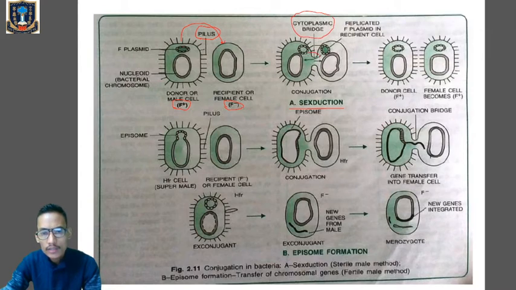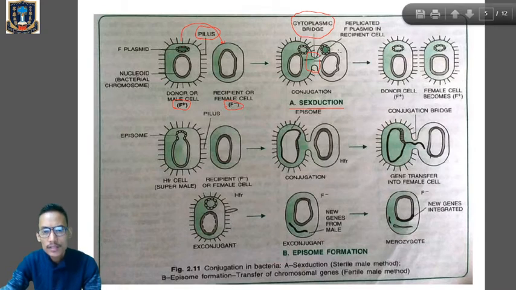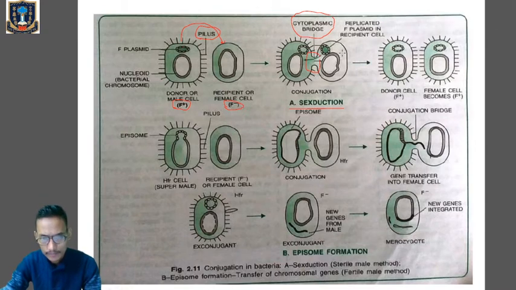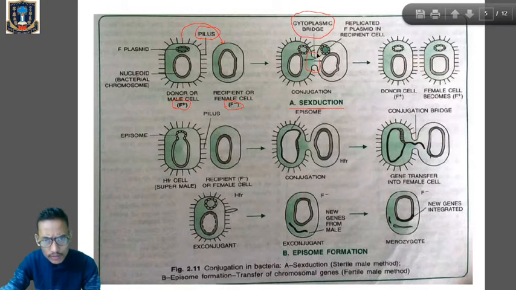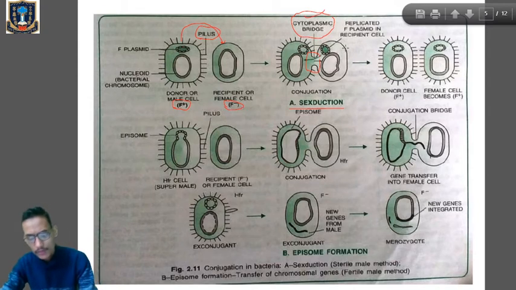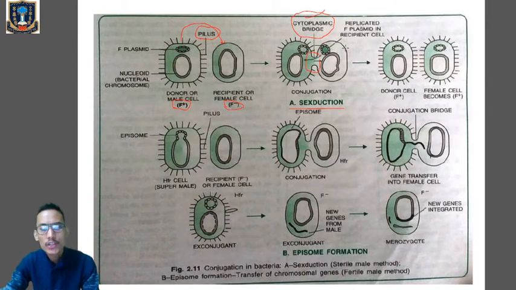So this is the region of contact. Can you see over here? This is the region of contact where the donor cell and the recipient cell are coming in contact with one another. Okay, so in this region of contact, the pilus will grow in size and form a cytoplasmic bridge, or we also call it the conjugation tube.